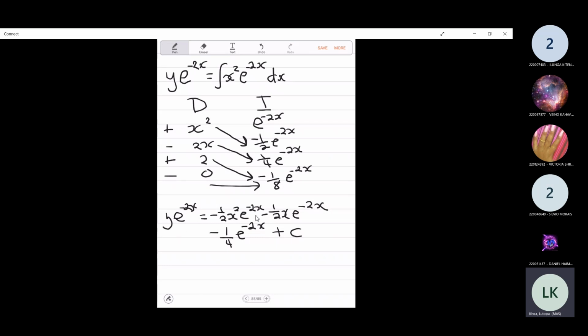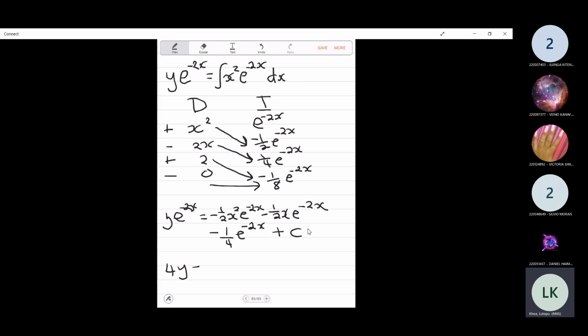Okay, so now we have this, and that is our solution. y times e to the power of minus 2x equals minus a half x squared e to the power of minus 2x minus a half x e to the power of minus 2x minus 1 over 4 e to the power of minus 2x plus a constant. Again, you can rewrite this to make it look nicer. Maybe multiply everything by 4. Also, we see that e to the power of minus 2x is common, so you can also divide throughout by that. Just remember that your constant will have this, so we can write it like this.